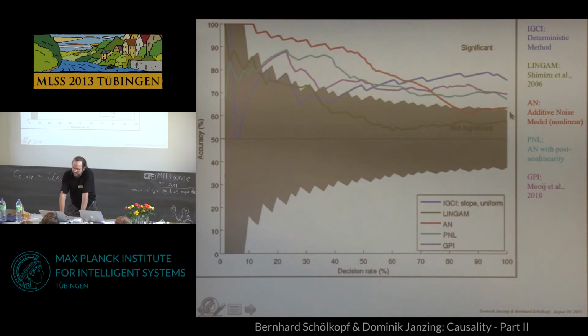Then you can see that this additive noise model that I talked about before can get significant results. I mean, overall the behavior of the curve is such that you wouldn't say this is a typical sample from the gray area. And it can get actually pretty good results if you're willing to not force it to decide all the time.